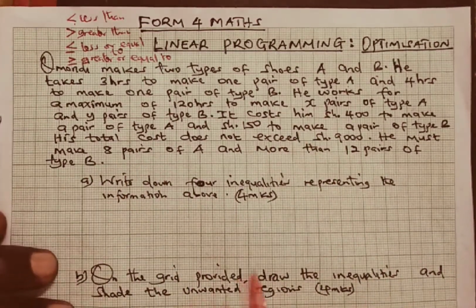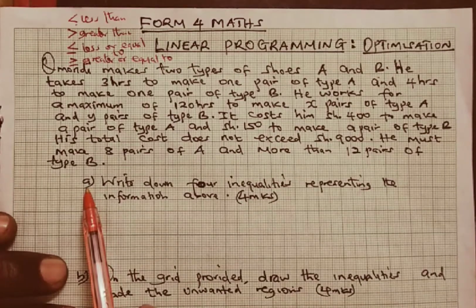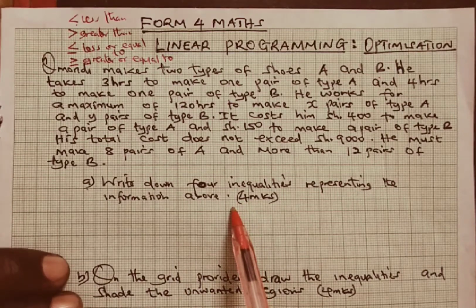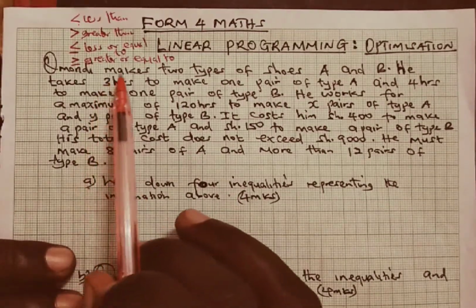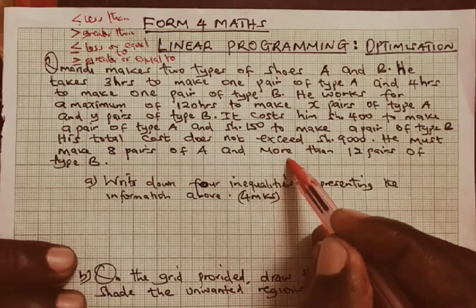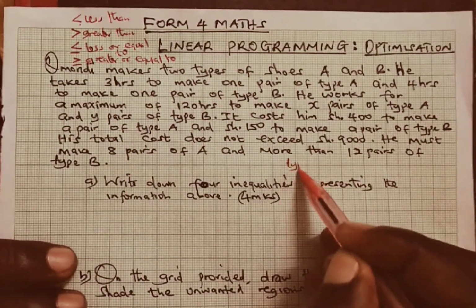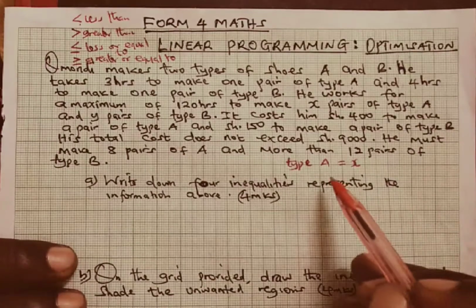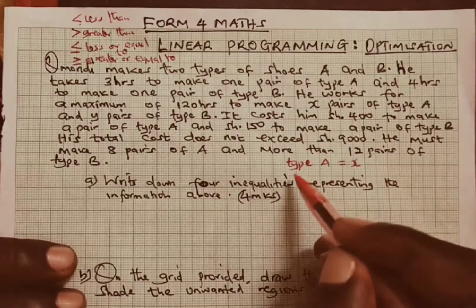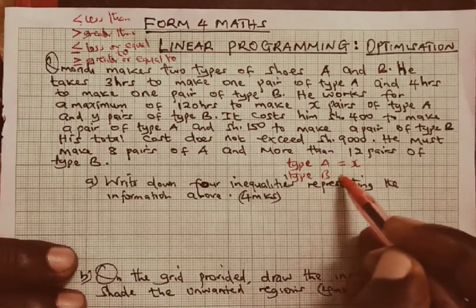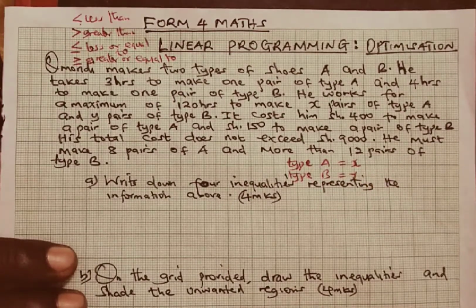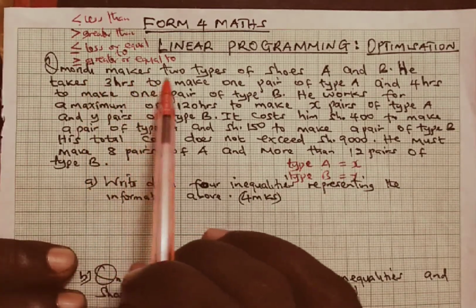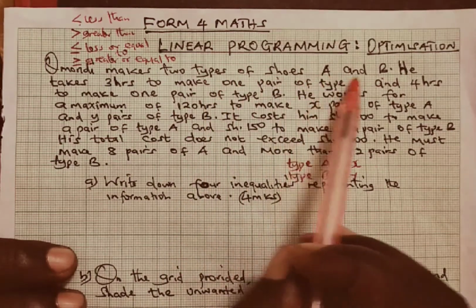So let us form the inequalities, because the first part of the question says, write down 4 inequalities representing the information above, for 4 marks. Omondi makes type A, and he makes X pairs of shoes of type A, and also type B, he is making Y pairs. So let us go through the question once again. Omondi makes 2 types of shoes, type A and type B.